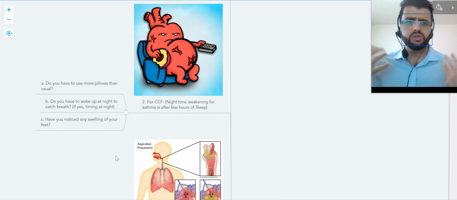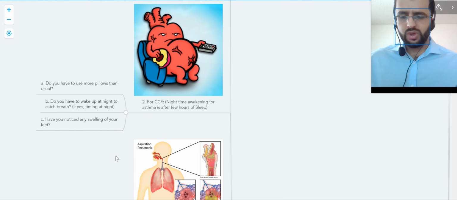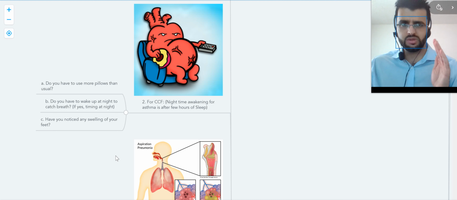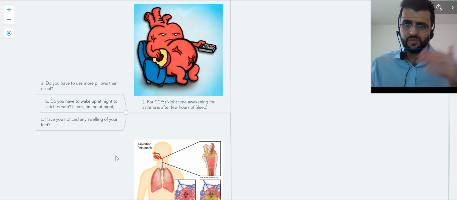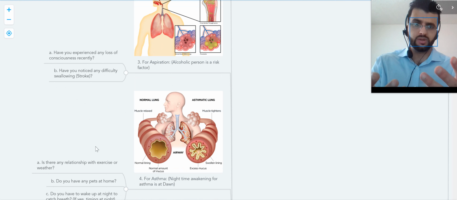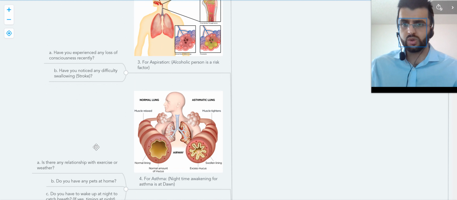Okay, they use more pillows because when they use more pillows, the fluid will go down, so they breathe better. And they wake up, because with the standing position, they breathe better than laying back. So that's why they wake up in the middle of the night. And they have swelling. For aspiration pneumonia, any loss of consciousness, and any stroke recently. Okay, so she has a stroke too, not just alcohol.